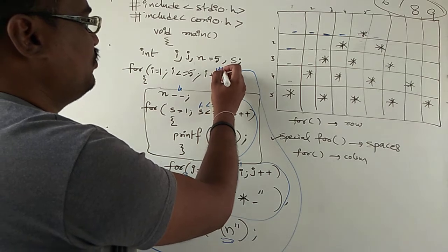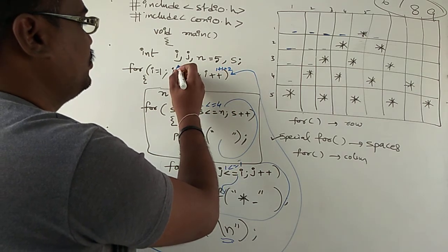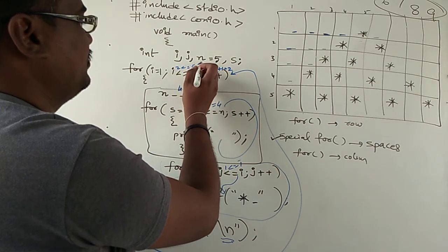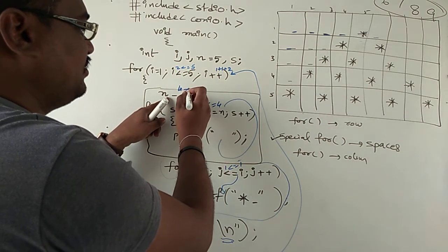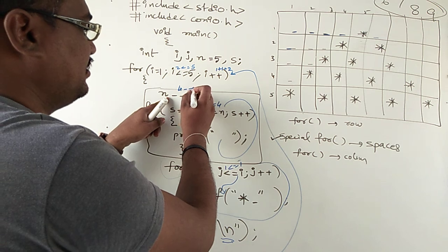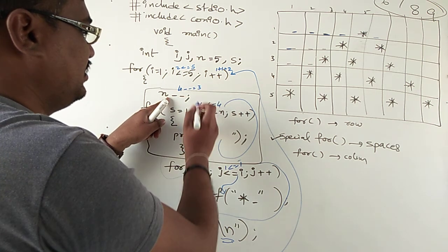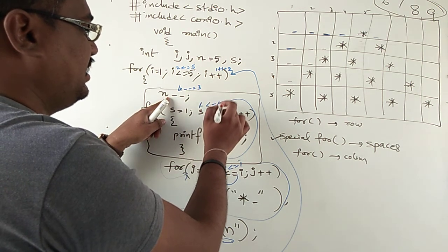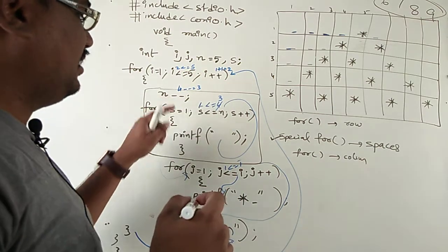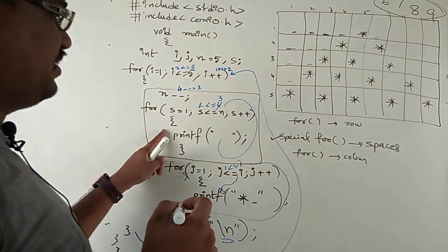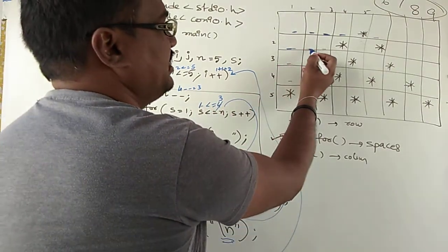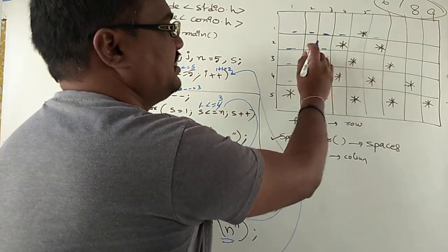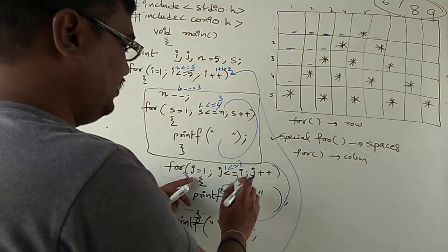i plus plus means 1 plus 1 means 2. 2 less than or equal to 5, true. n minus minus means 4 minus minus is equal to 3. Here, how many times does the inner space for loop repeat? 3 times. We display 3 spaces after j.